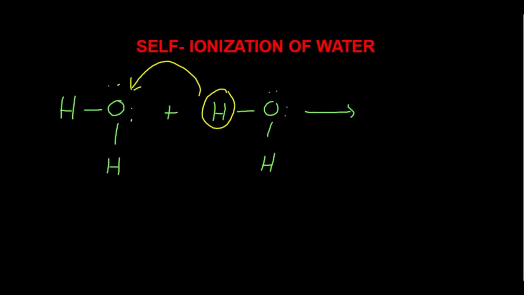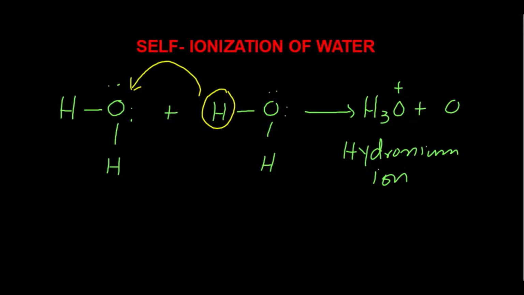After accepting the proton, the second water molecule changes to a positively charged ion that is known as H3O+. This ion is known as the hydronium ion. While the other water molecule, after donating the proton, changes to a negatively charged ion that is known as the hydroxide ion.